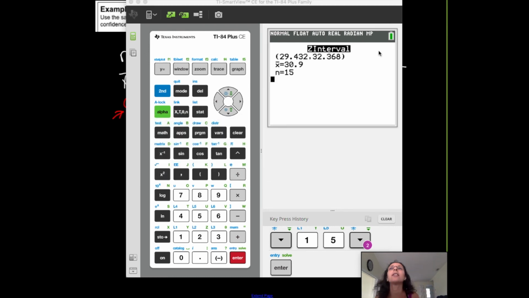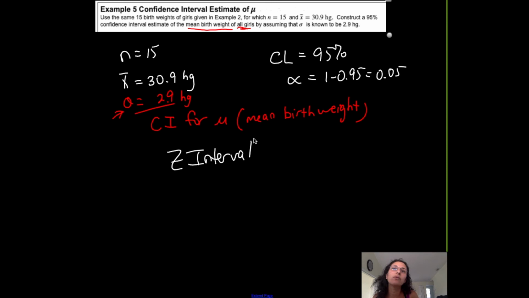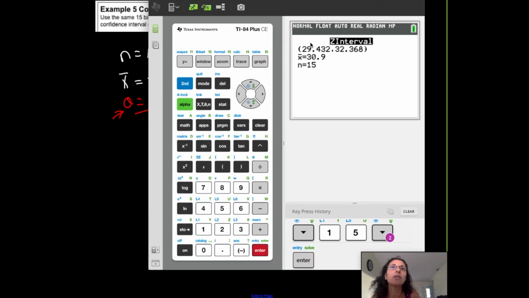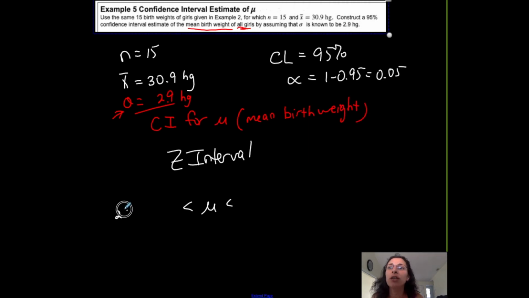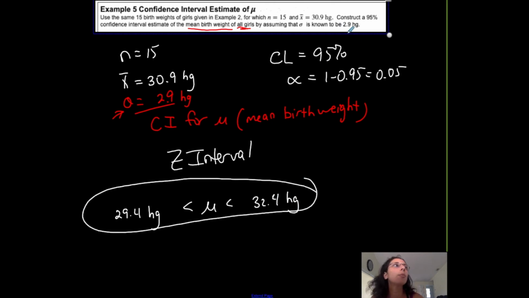29.4. So how do they represent? They rounded to the nearest tenth, so we'll round to the nearest tenth also. Remember that this is given on the calculator in interval notation. So this is the low end of my interval, 29.4 Hg for my units, and the high end is 32.4 Hg, rounded to the nearest tenth. So this is the 95% confidence interval estimate for the mean birth weight of all girls from this sample. So that is the confidence interval for that situation. But now I'm not done. Let's interpret it.